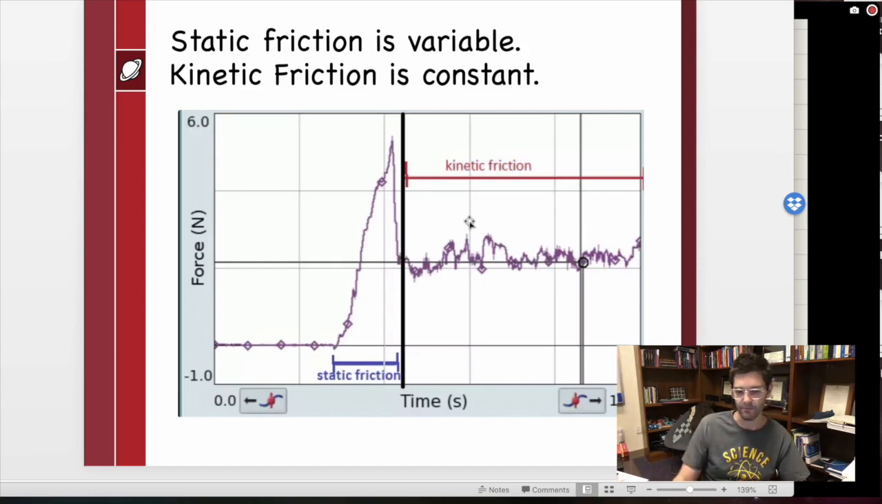So this constant, when there's motion, is kinetic friction. This static friction, when the object is not moving, is something that can have a range of values up to some maximum, but requires that the object itself is not moving.